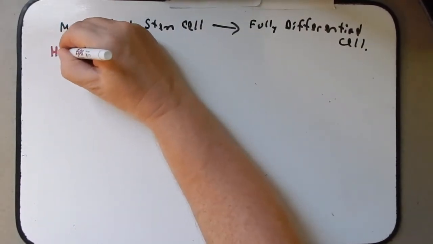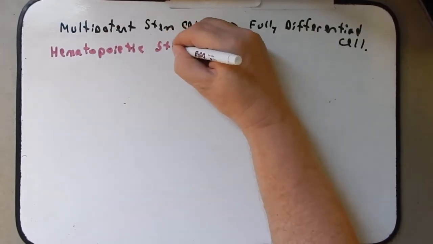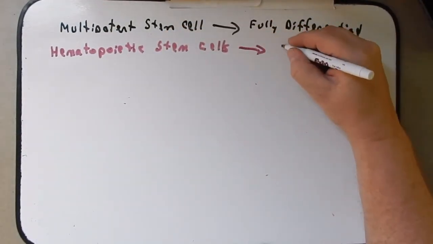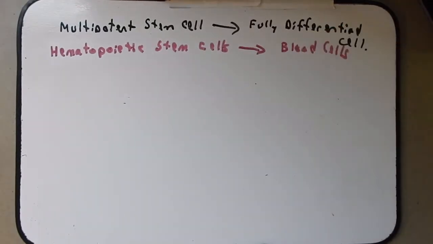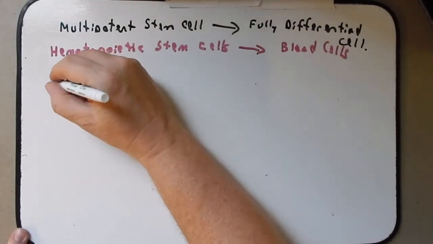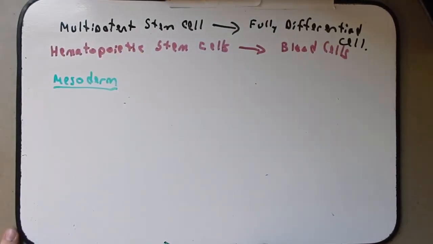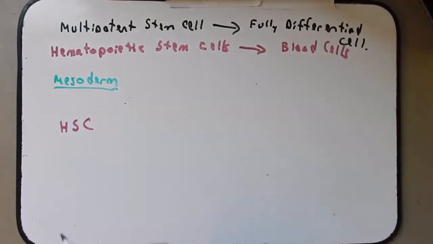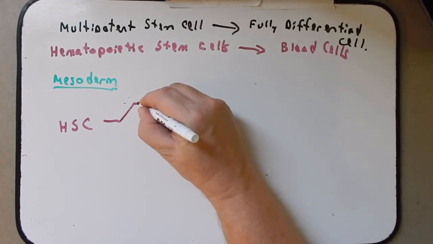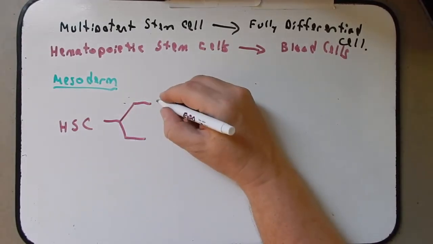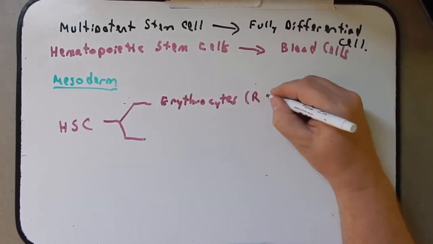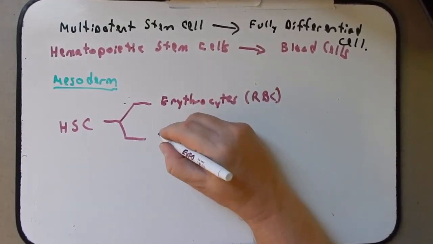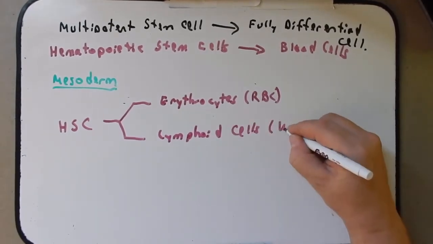In our next example, let's talk about hematopoietic stem cells. These are stem cells that will give rise to blood cells. And remember that blood cells arise from the mesoderm. Just like we saw in the ectoderm, it contained many different multipotent stem cells. The mesoderm also contains many multipotent stem cells. One of these stem cells is the hematopoietic stem cell. Now, this can give rise to several different lineages of cells. It can give rise to erythrocytes, our red blood cells. It can also give rise to the lymphoid cells, like our white blood cells.